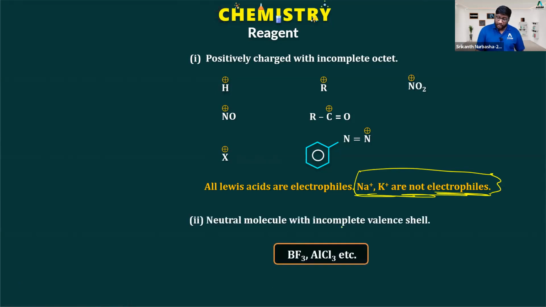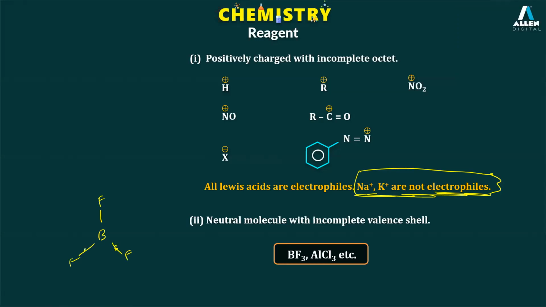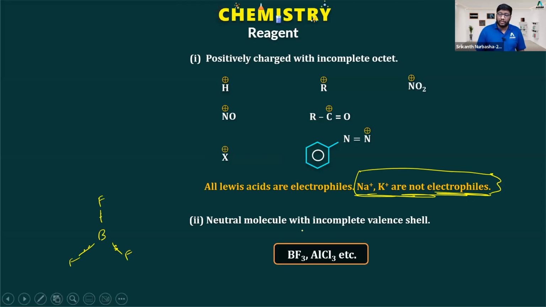Neutral molecules with an incomplete valence shell, like BF3, AlCl3. Around boron, how many electrons are there? BF3 means 6 electrons. So it has only 6 electrons, whereas it can gain 2 more electrons to get the octet electronic configuration. So BF3 has a tendency to accept 2 more electrons because it is electron deficient. So neutral molecules with an incomplete octet can also behave as electrophiles.